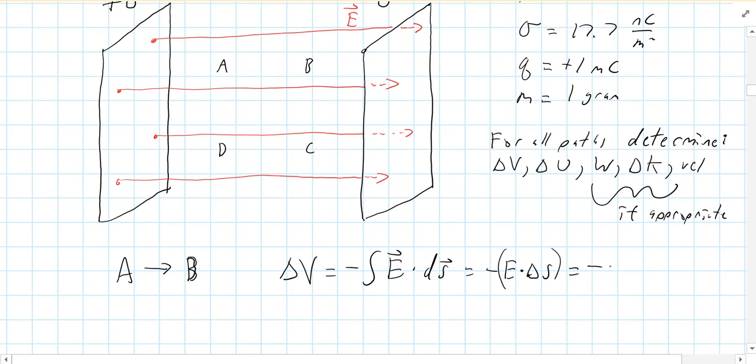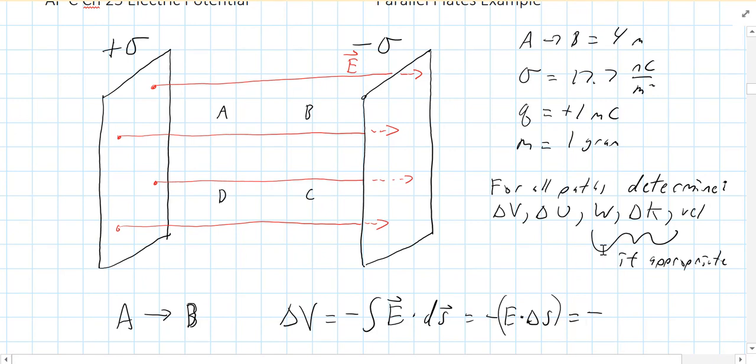So this is negative the electric field. Well, what is the electric field? I didn't give you that, did I? So we have to do a little calculation of that. You might recall from the last chapter that a single plane of charge makes an electric field of sigma over 2 epsilon naught. If I have two oppositely charged plates, the left plate would make a field strength of sigma over 2 epsilon naught to the right, and this negative plate would also make a field of sigma over 2 epsilon naught to the right. So combined, they make a field of sigma over epsilon naught.